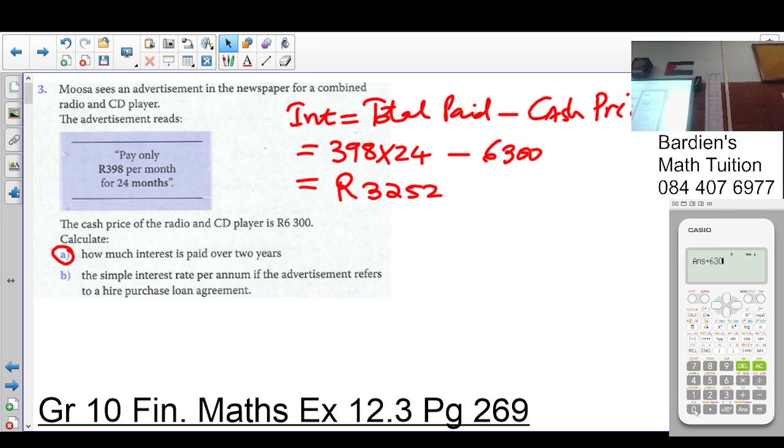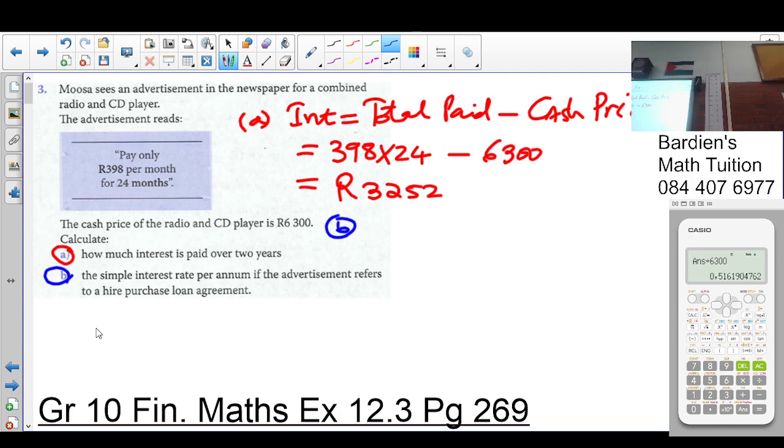Divided by 6,300. Can you see that they charge you 50% of the price of the item in interest? Okay. It's huge, it's big. Alright, let's look at B.